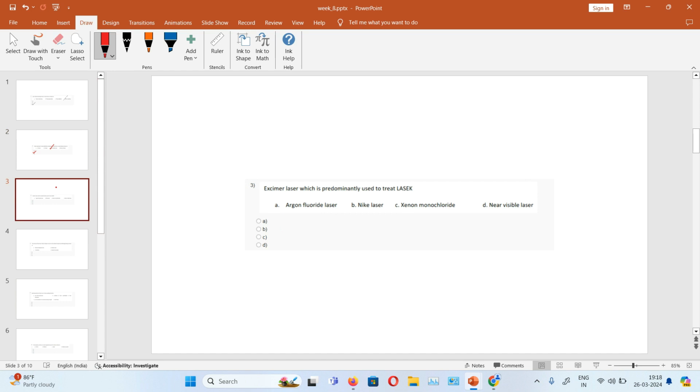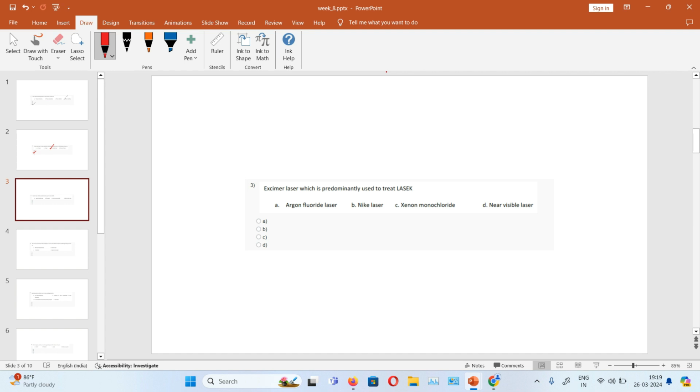Excimer laser, which is predominantly used in LASIK. You know what excimer is? Excimer is actually called an excited dimer. In this, we usually have an inert gas plus a halogen. So usually an inert gas halogen mixture is used as an excimer laser.